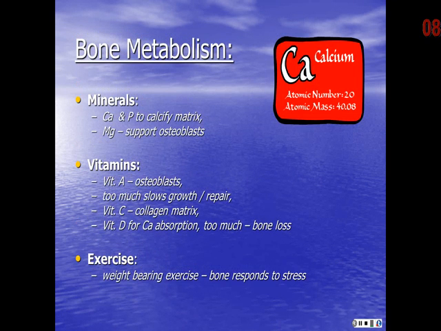Minerals are important in bone metabolism. Calcium and phosphorus are needed to form the bone salts deposited in the matrix, while magnesium is needed for support of the osteoblasts. Vitamin A is important for osteoblasts, and current recommendations are approximately 5,000 international units per day, since too much can slow bone growth and repair and may also cause birth defects. Vitamin C is needed for the collagen in the matrix. Vitamin D is needed to help with calcium absorption, but too much can cause bone loss and softening.